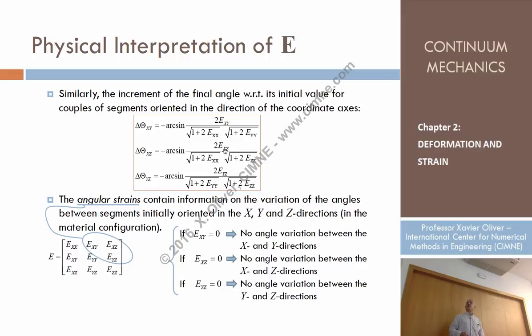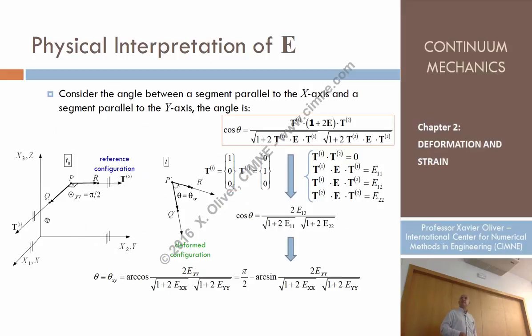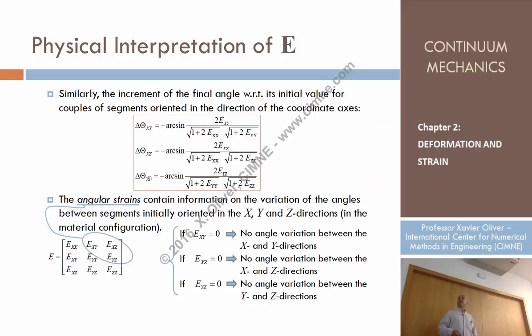This can be extended to the other directions and say that the component EXZ of the strain tensor informs about variations of angles which are initially, in the reference configuration, segments placed in the directions x and z. So segments that are placed one in that direction and the other in that direction. And EYZ informs about the variations of angles that were placed in the reference configuration in the directions y and z.